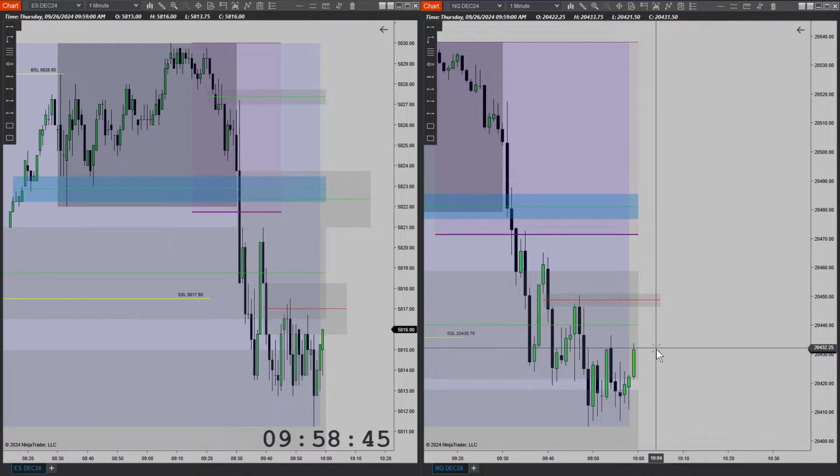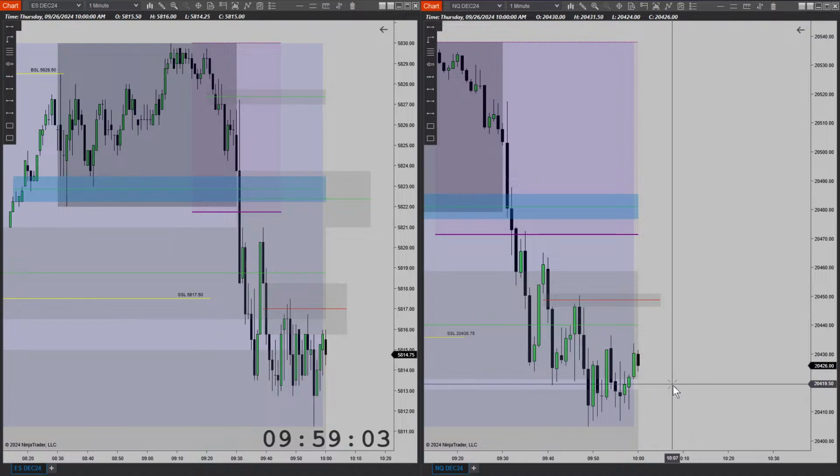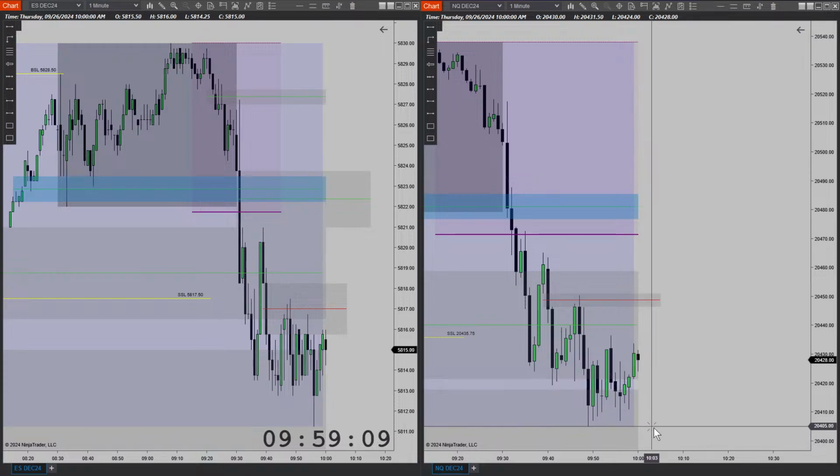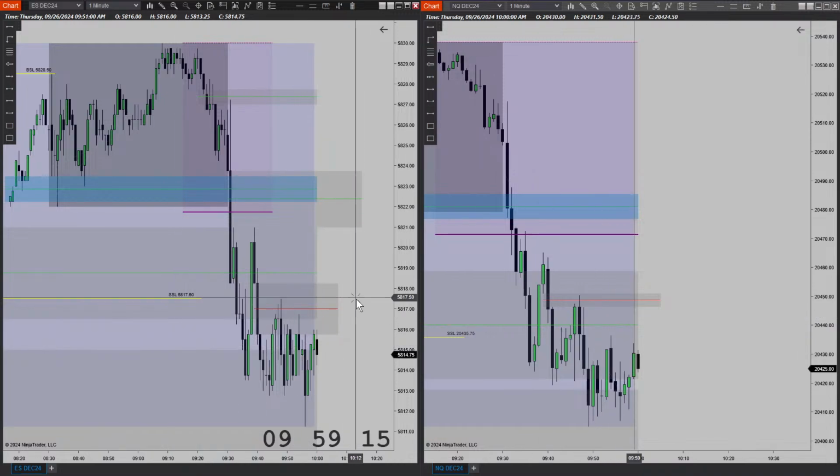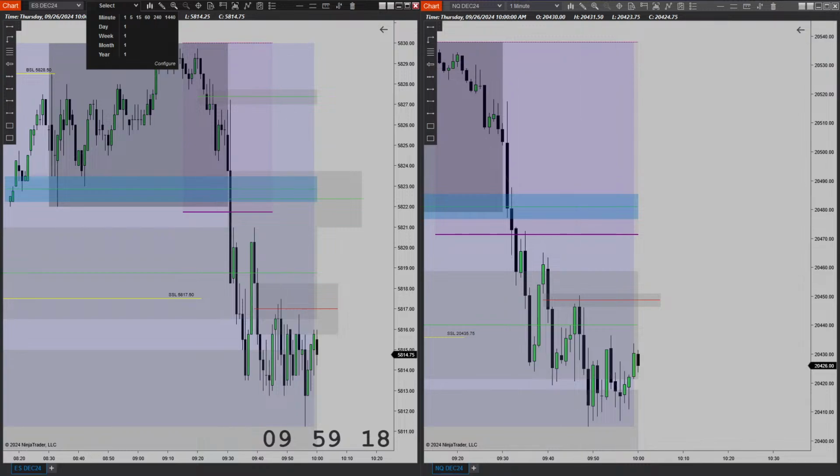I'd want to see it close above here. Nope. Looks like we're rejecting. I think if anything, I'd want to get long down here. But I'm waiting to see. Actually, let's take a look. The 1 hour is about to close. So we are going to close.